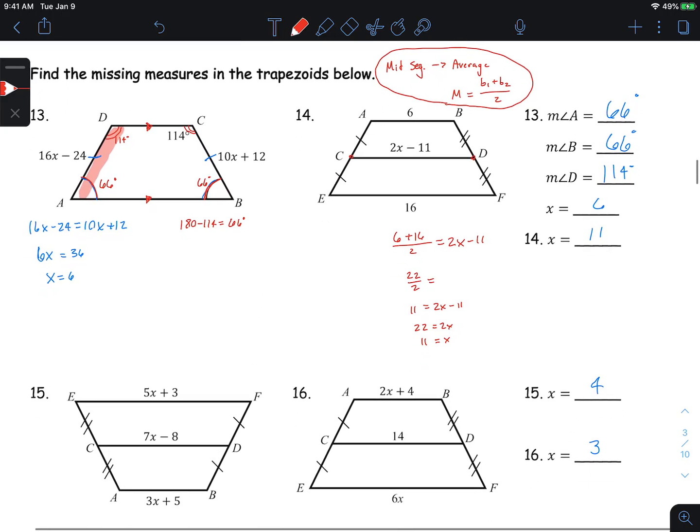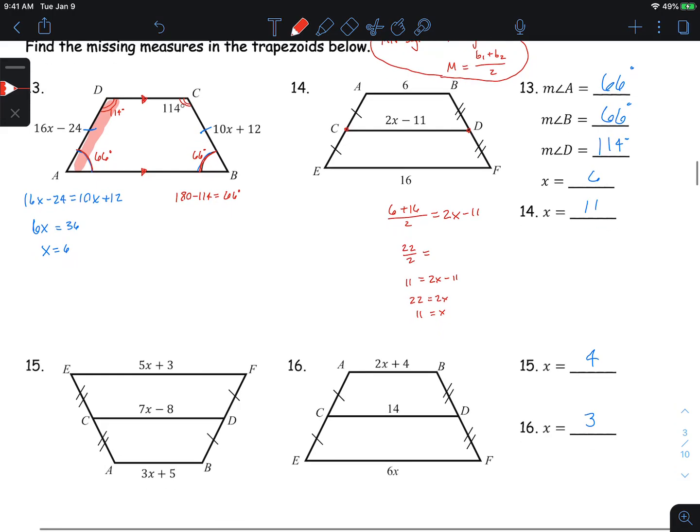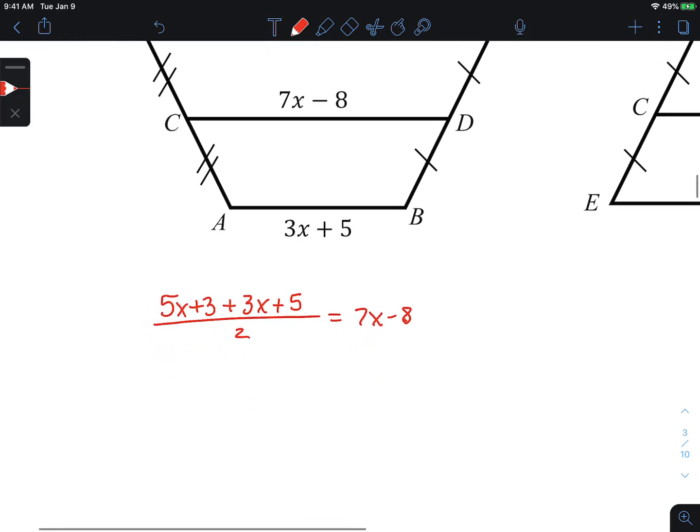Okay, I think we got some more of those coming up, some more with the algebraic expressions. So let's tackle those and see what's going on here. With algebraic expressions, it's a little bit more involved. And notice, these are your two bases. So the way you'll write it is 5x plus 3, that's the first base, plus the other base, 3x plus 5. All of that divided by 2, and then equals 7x minus 8. What I would do first is combine your like terms in that numerator. That would be 8x plus 8 divided by 2, and then equals 7x minus 8.